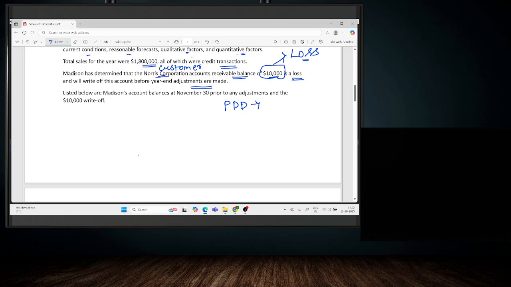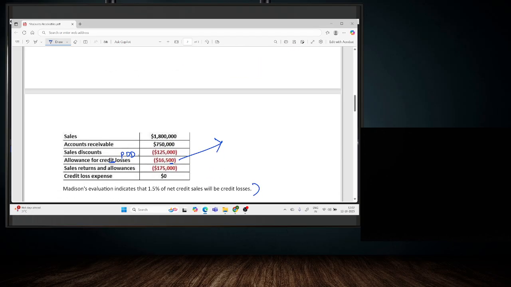So what is the journal entry that you will pass now? You will debit provision for doubtful debts 10,000 and you will credit accounts receivable 10,000. This is the journal entry for write-off, right? Now you had 16,500 balance. Out of that, 10,000 is gone. So what is the remaining you have?